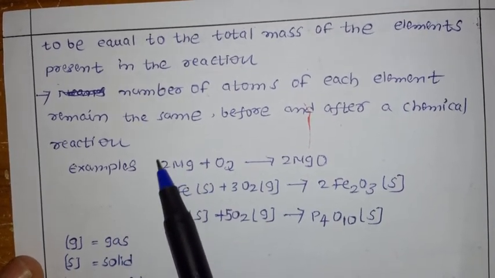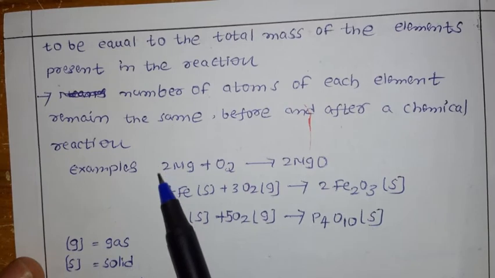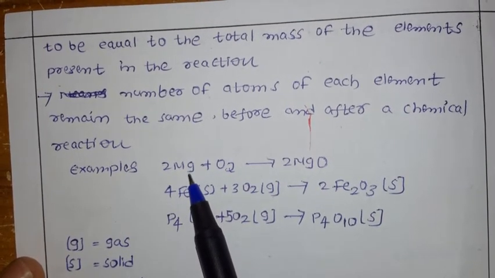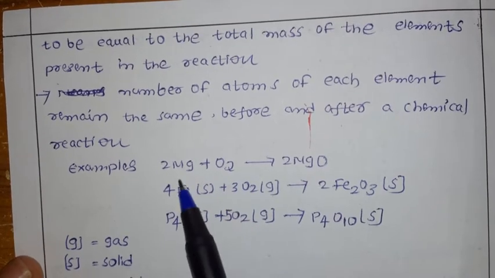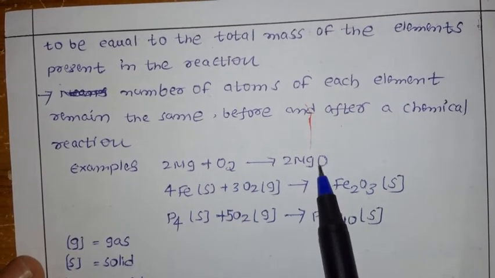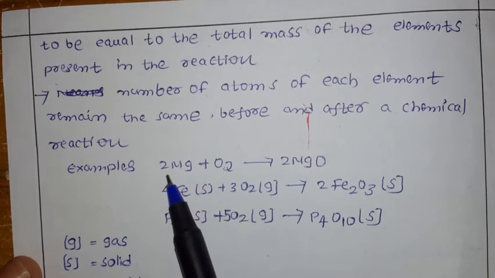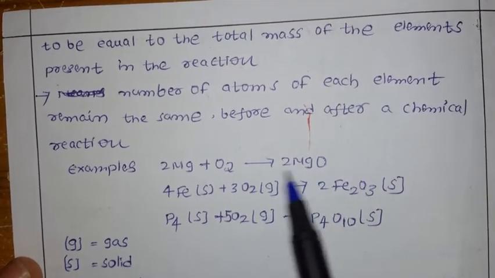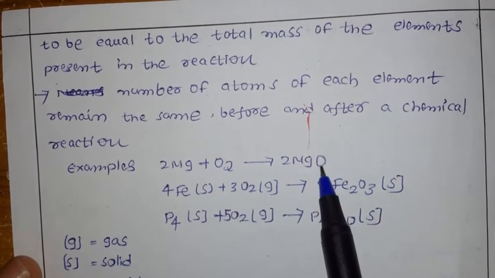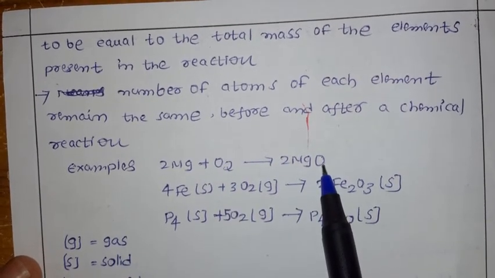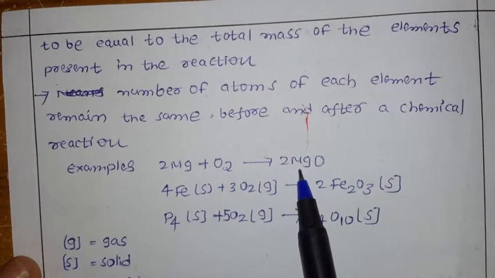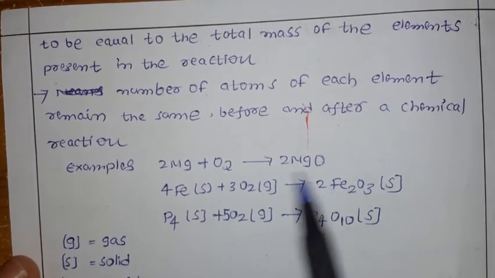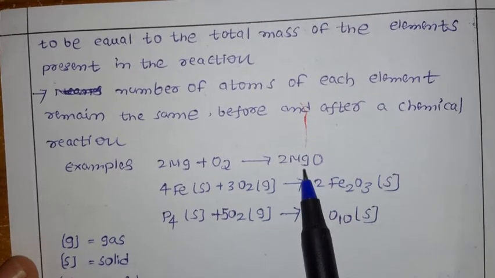These coefficients indicate the number of moles, depending on what you are taking. Here we have 2 moles, that is 2 magnesium atoms, and 1 oxygen molecule. They are going to combine, giving magnesium oxide. Now if you see here, we have 2 magnesium on the reactant side, and in the product side also we have 2 magnesium atoms. Here we have 2 O atoms on each side. So this reaction is balanced. The number of atoms at the reactant side and product side are the same. This is called a balanced chemical equation.